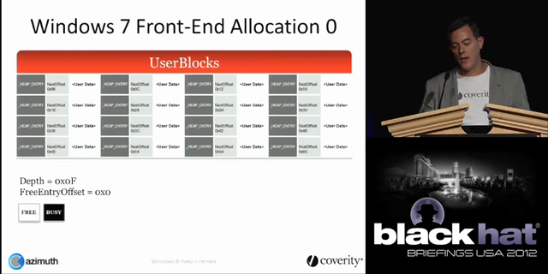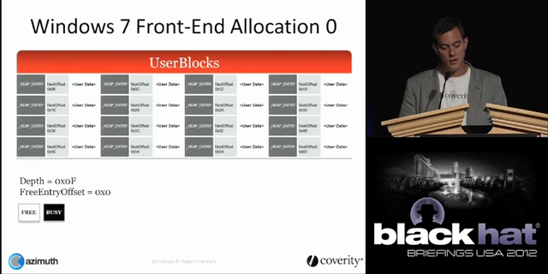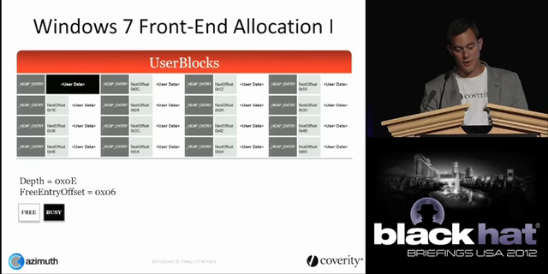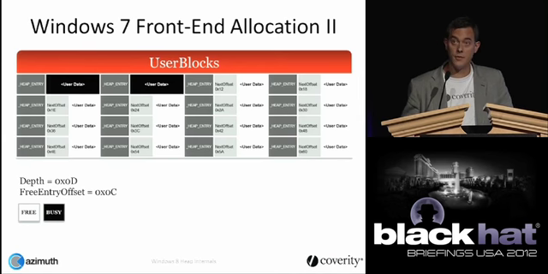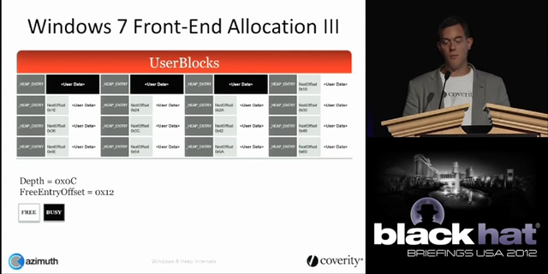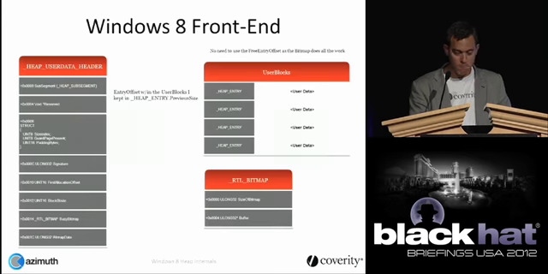So here's how allocations would go in Windows 7. Say you had this virgin user block container where no chunks were busy, and you made an allocation. You see that the free entry offset is updated with the value that was there, and the depth is decremented. You make another allocation. It comes from the slot next to it. The free entry offset is updated, and so on. So you see that it basically trusts this value and uses it to provide free chunks to the calling function.